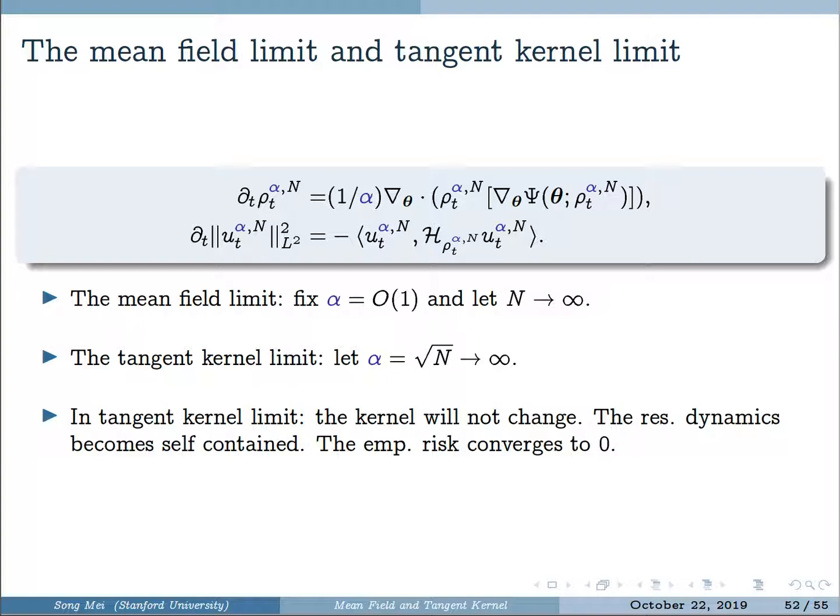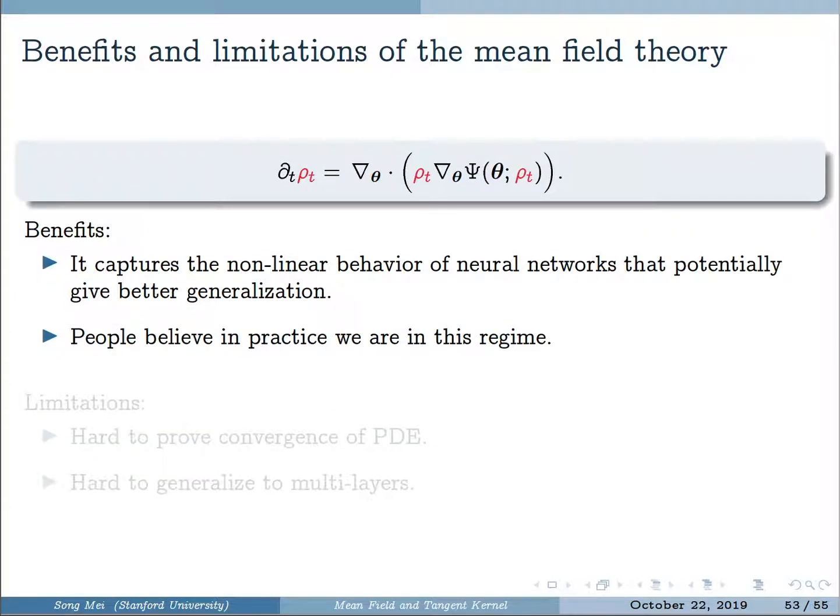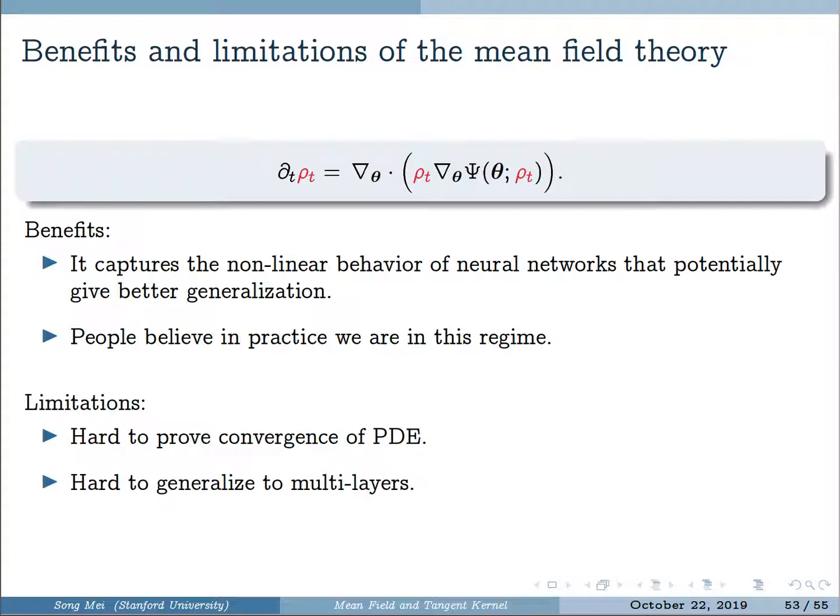So the intuition in the tangent kernel limit is that the kernel will not change, and then the residual dynamics becomes self-contained. The empirical risk will converge to 0. Let me summarize the mean field theory and the tangent kernel theory. The mean field theory describes the motion of the neurons as a distribution. The benefit of the mean field theory is that it captures the nonlinear behavior of neural networks that potentially gives you better generalization. And now people believe that the mean field regime is what actually happens in practice.